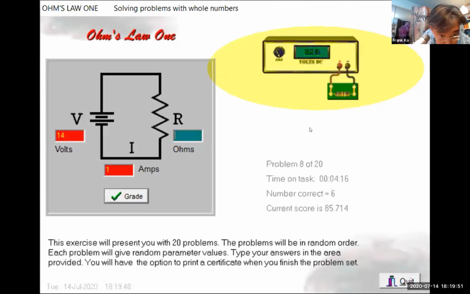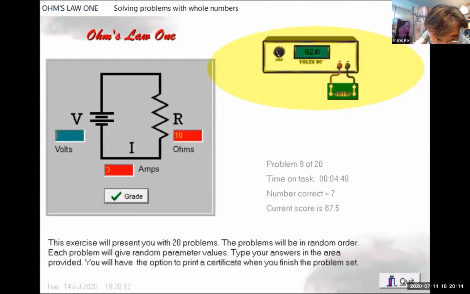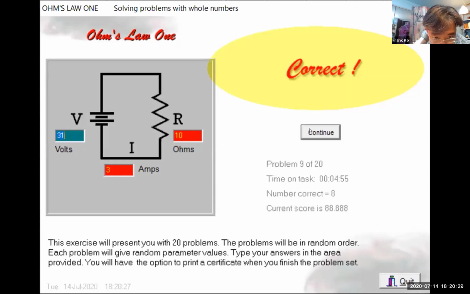Let's continue. Next, we have 14 volts at 1 amp. I am looking for resistance. The question goes to Erica. What's my resistance? 14 ohms. I'm going to type in 14 and hit grade. Boom. Correct. We will continue. Next, we have 10 ohms at 3 amps. I'm looking for a voltage. The question goes to Kirsten. 30 volts. I'm going to type in 31 just to be different. We know it should be 30. How can it do this? This is weird. There must be a margin of error.